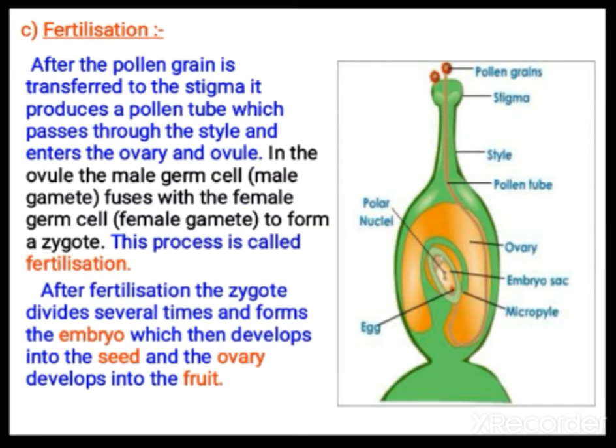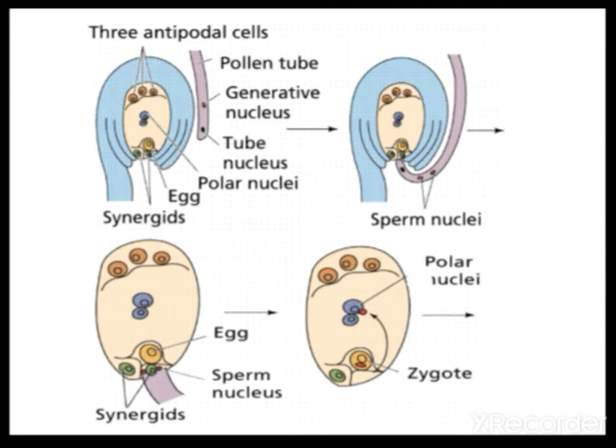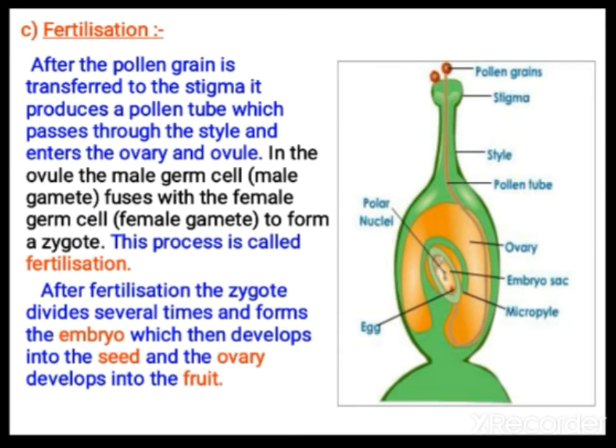Later, fertilization. After pollen grains are transferred to the stigma, you can see the pollen grains are there. After its transfer, it produces the pollen tube. It passes through the style and it enters the ovule. Here you can see the pollen tube and later it enters here. This is the same diagram. Here the pollen grain starts to grow and elongates into a pollen tube and reaches up to the ovule. That you call fertilization.